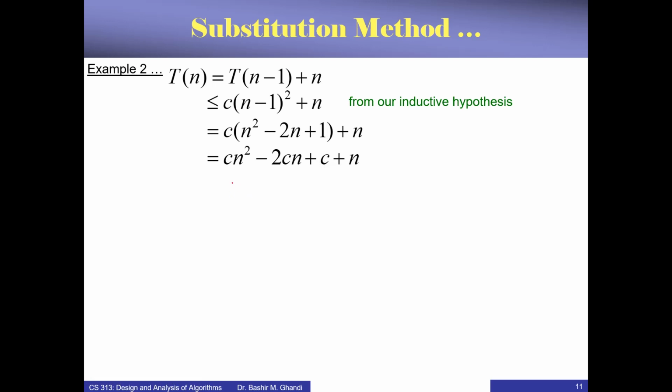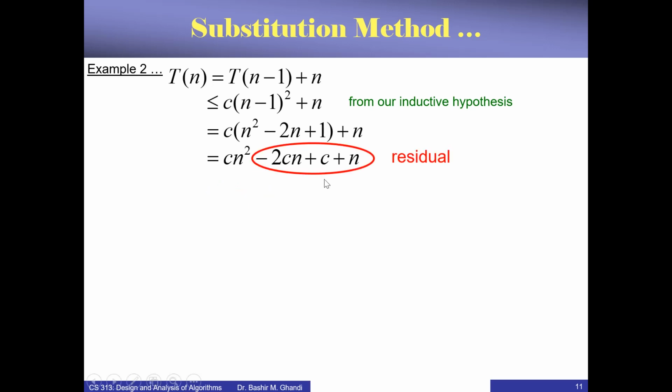So the question is, under what condition can we say this expression is less than or equal to cn squared? Because remember, that's our target. If we can represent it like this, Tn less than or equal to cn squared, then we can say Tn is big O of n squared. So under what condition can we say this? Let's proceed and see.